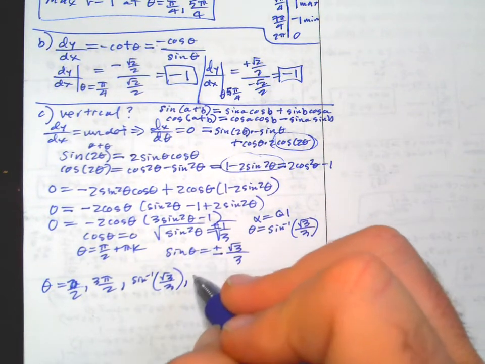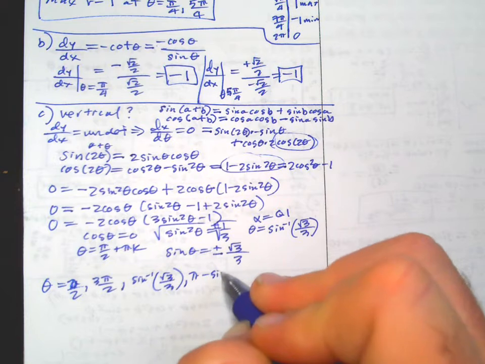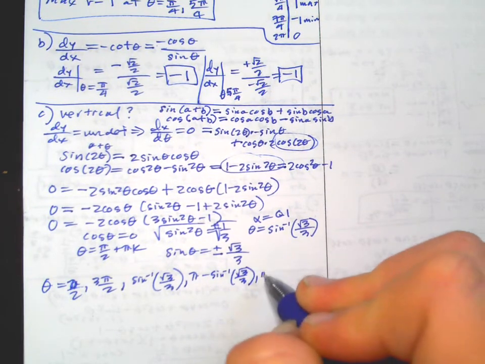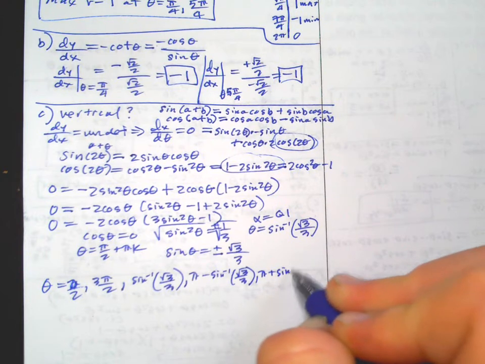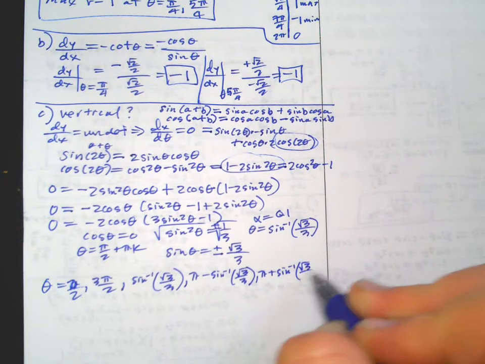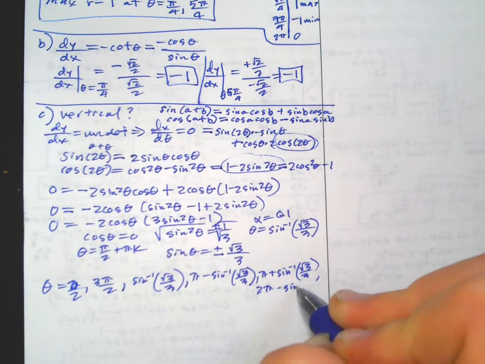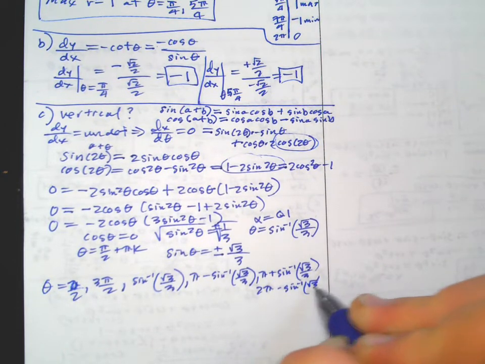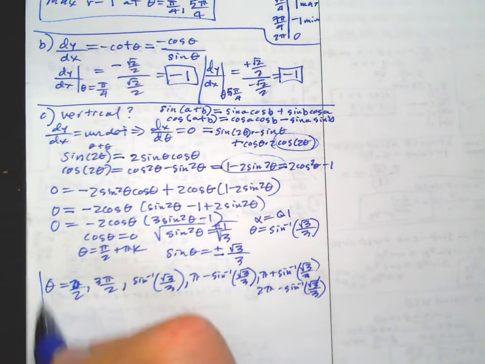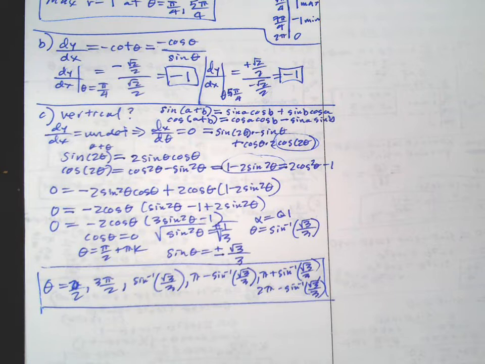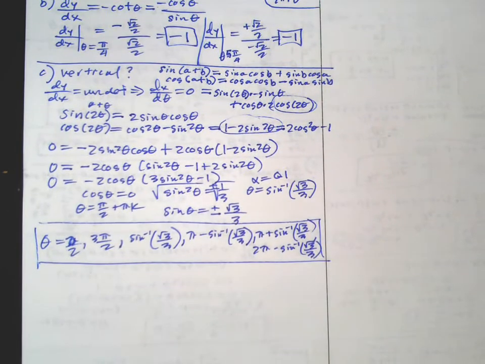Second quadrant is going to be pi minus inverse sine of root 3 over 3. Third quadrant is going to be pi plus inverse sine of root 3 over 3. And fourth quadrant is going to be 2 pi minus inverse sine of root 3 over 3. So this is some tedious work. So these are the answers. Now you could use your calculator and get decimals for those, but those are the exact answers, pulling it off without a calculator.